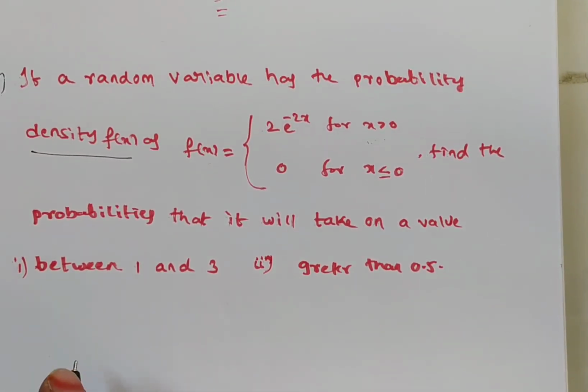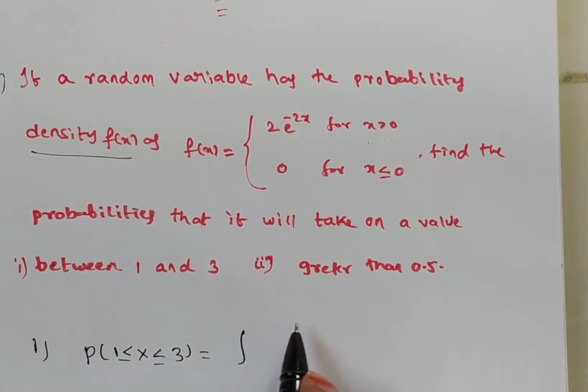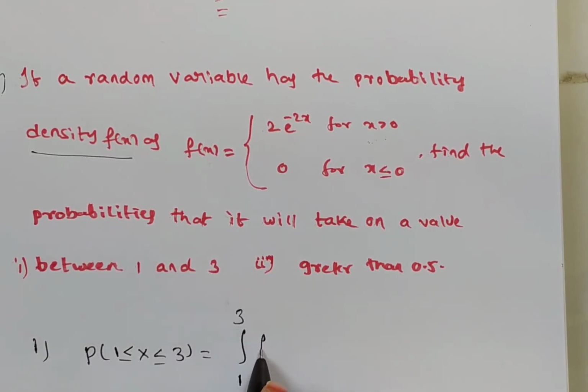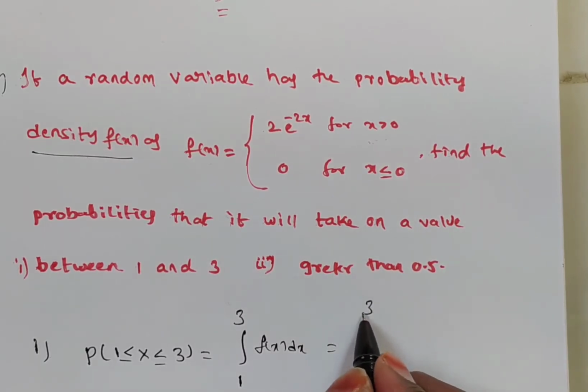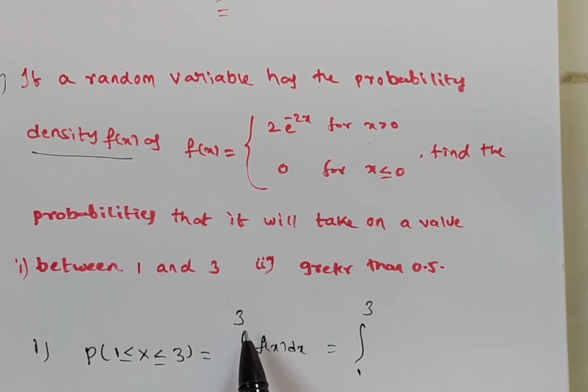The first problem is the probability that the variate takes a value between 1 and 3, which is given by the probability of 1 less than or equal to x less than or equal to 3. Now this is a continuous random variable. If it were a discrete random variable, we would simply write p of x equal to 1 plus p of x equal to 2 plus p of x equal to 3. But here we have to write the integral from 1 to 3 of small f of x dx. So this is equal to the integral from 1 to 3. What is f of x from 1 to 3?